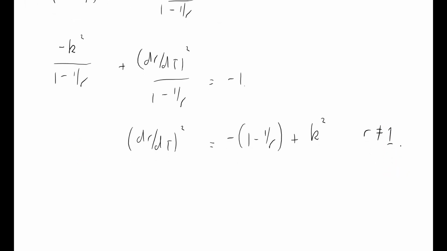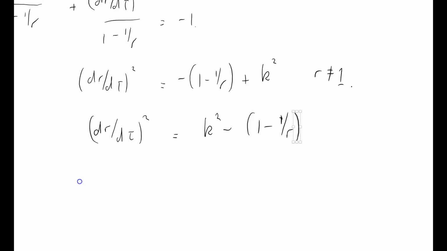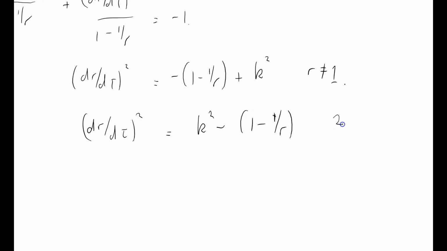Now, there are different ways to write this, but I prefer to write it like this: dr by d tau squared equals k squared minus 1 over r, always assuming that 2GM over c squared equals 1. I guess I could write that down as k squared minus 1 minus 2GM over c squared over r if I really wanted, but it's just a pain in the neck. Just set it equal to 1.